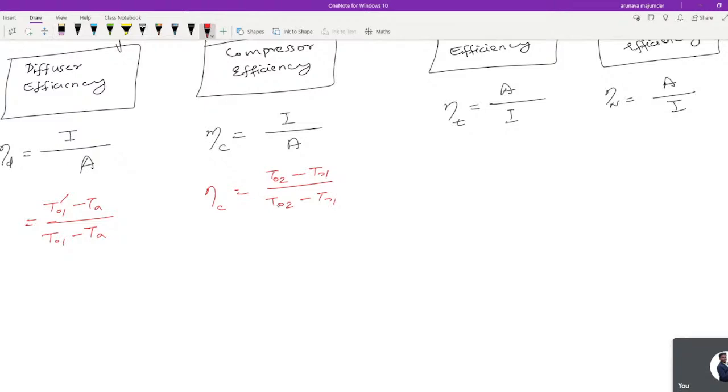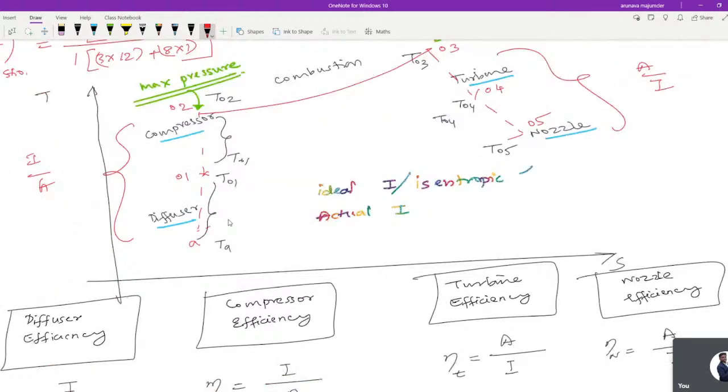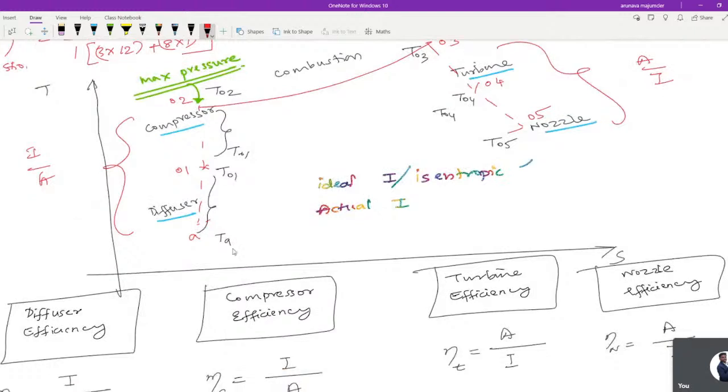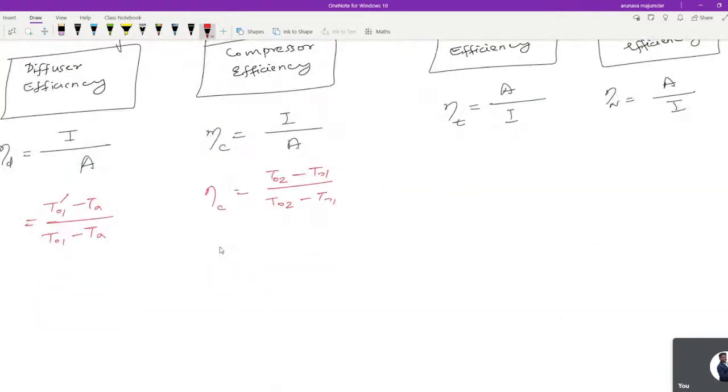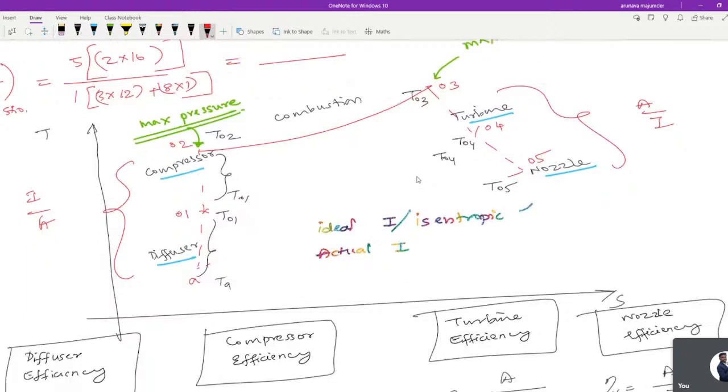So here, the ideal one. Obviously it's starting from this point to this point, right? The end condition will have the prime. So this is the end condition: T naught 2 minus T naught 1 over T naught 2 prime minus T naught 1. Clear? Now similarly, we will write this for this as well.